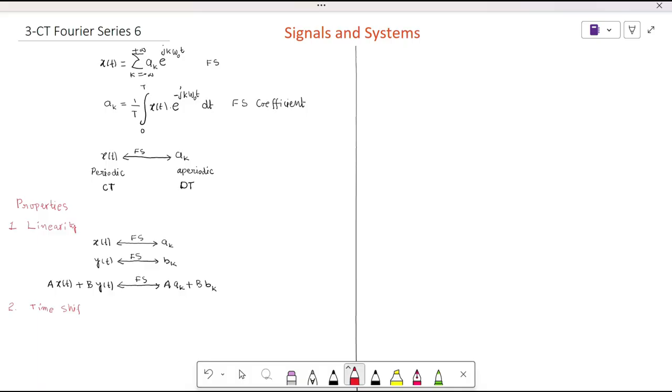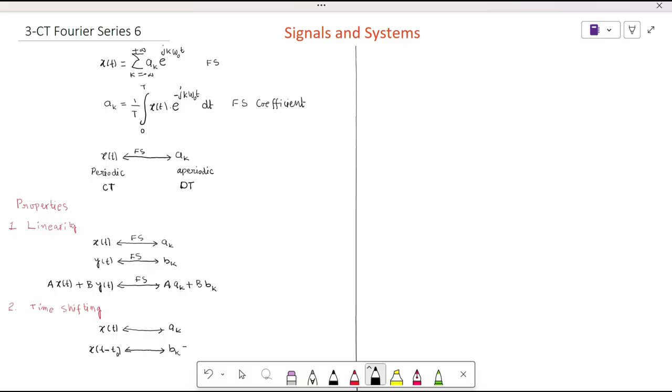Time shifting property. In this time shifting property, I am taking x of t, whose Fourier series coefficient is equal to ak. Now I am applying this time shifting transformation, x of t minus t naught. For this, what is the Fourier series coefficient? I am assuming this Fourier series coefficient is equal to bk.